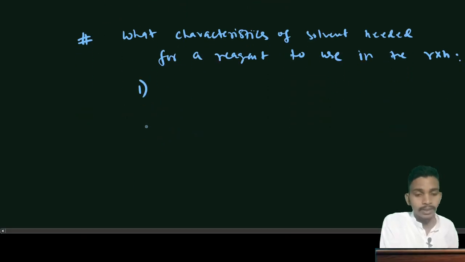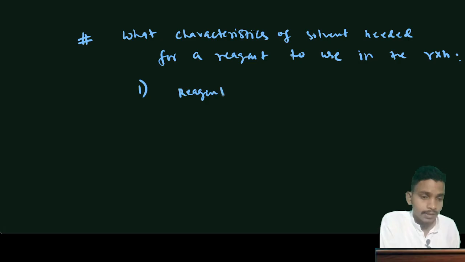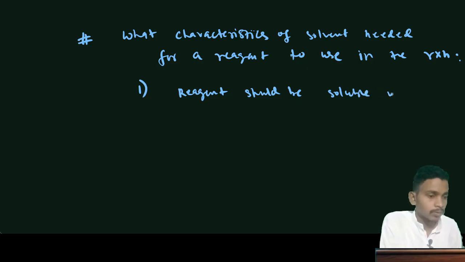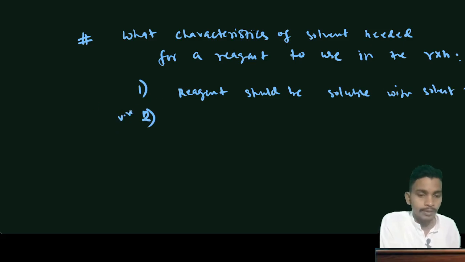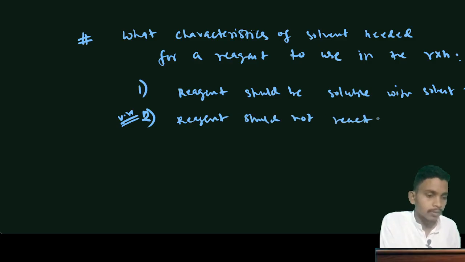One characteristic is that our reagent should be soluble with the solvents. So first is that the reagent should be soluble with solvents. This is the first characteristic, and second, the most important, is that the reagent should not react with the solvent.